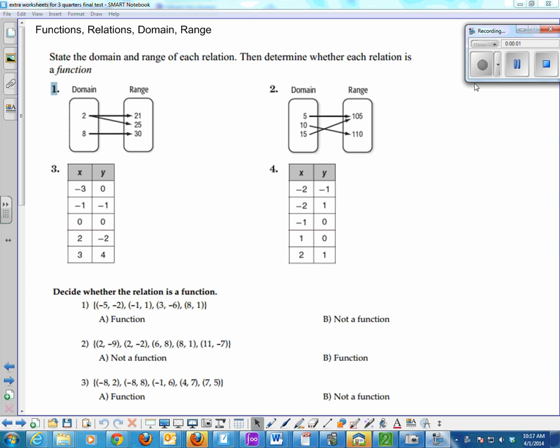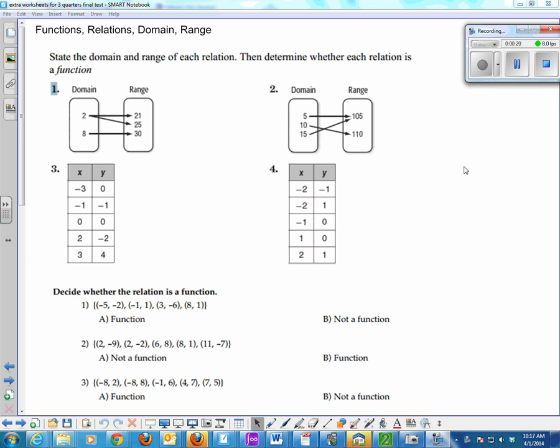Right, I thought we would go over some of the skills on the three-quarter final review. So turn to page 8. This recording can be paused as needed to allow you to catch up and write things down. On page 8, all of these questions are about domain and range.